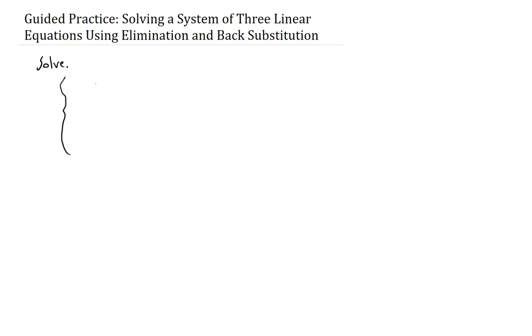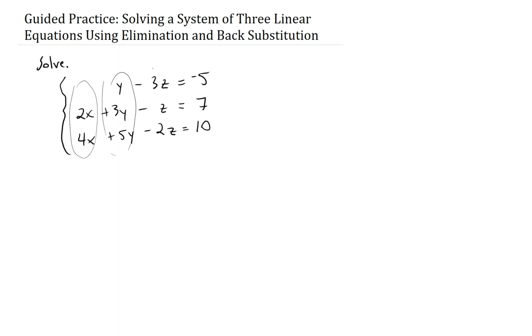So the first equation of the system does not have an x, so leave a space for that. Then we have y minus 3z equals negative 5. The second equation is 2x plus 3y minus z equals 7. And last we have 4x plus 5y minus 2z equals 10. Remember to make sure to line your x column, y column, and z columns up. That visual effect can help you as you're working through this sort of lengthy, tedious problem.